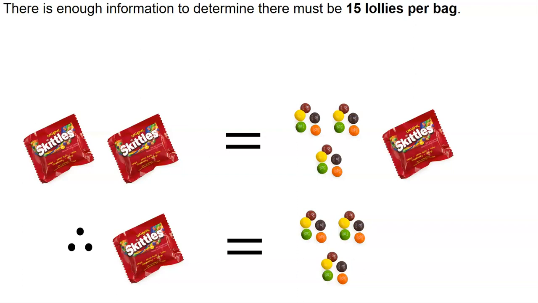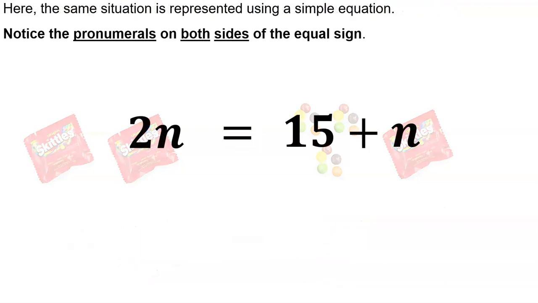Now, when there's pronumerals on both sides of the equation, imagine instead of packets of Skittles, the unknown is the pronumeral. So here's the same situation represented using a simple equation, where on the left-hand side, there's two unknowns, and on the right-hand side, there was 15, an amount that we knew, and one unknown. Notice the pronumerals on both sides.